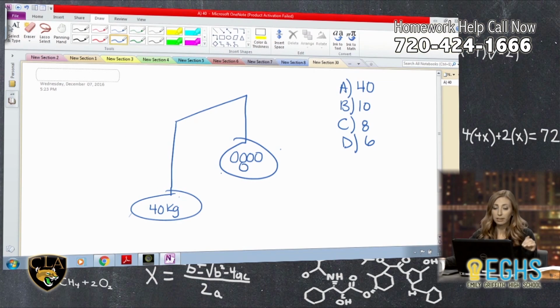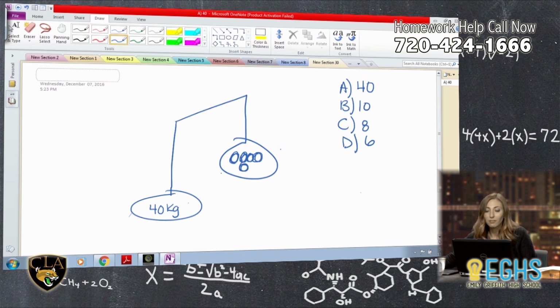So what we know is that 40 kilograms is heavier than these cans. Pardon my terrible drawing, please. Just trying to be really, really quick here. But these little circles here, these are my cans.